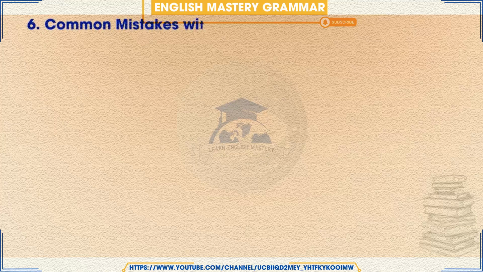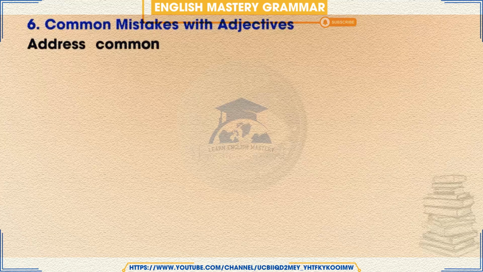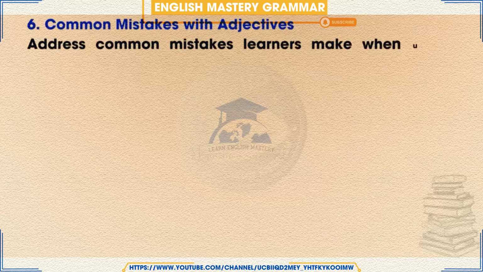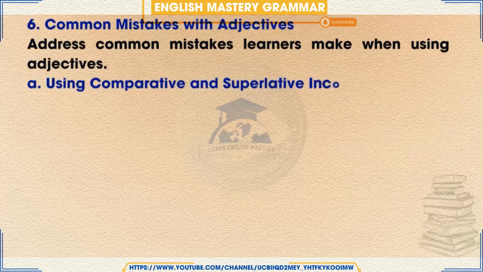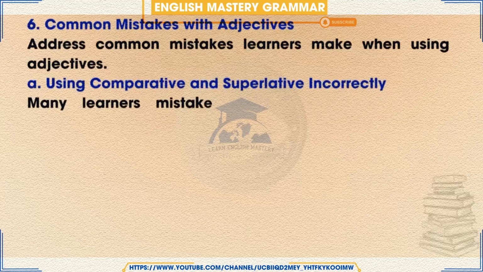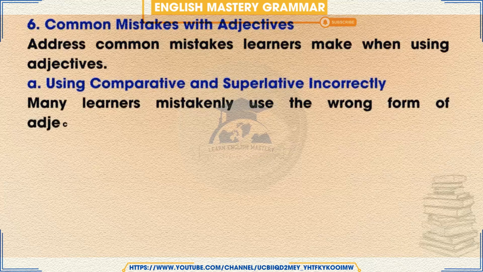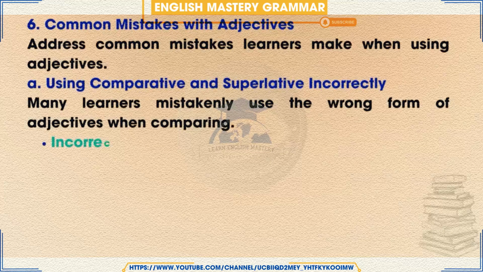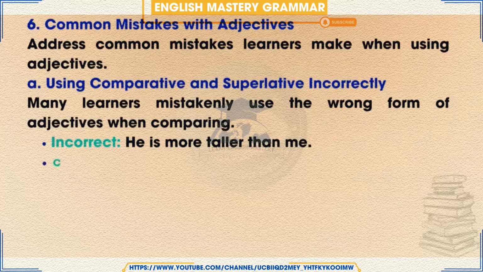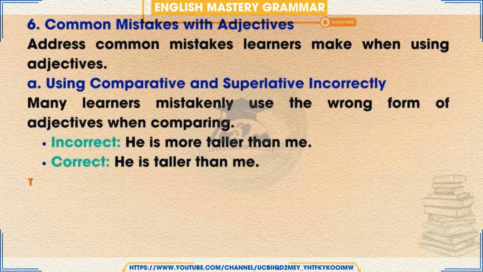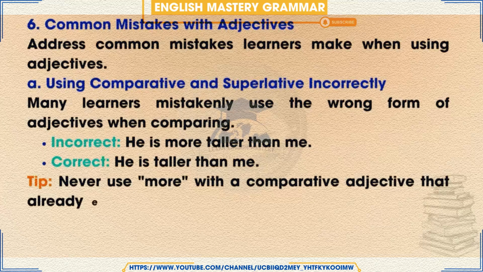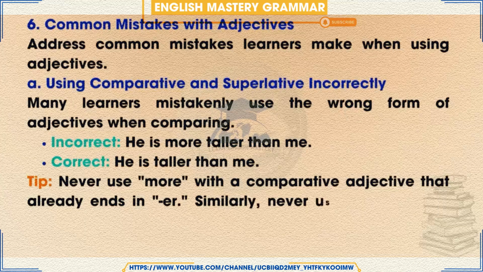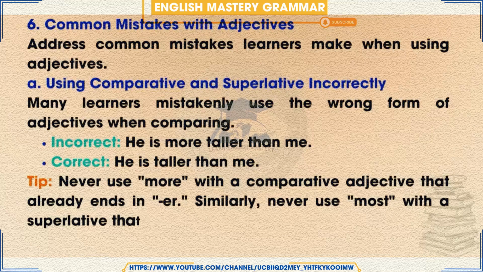Some other common mistakes with adjectives. Common mistakes learners make when using adjectives. A. Using comparative and superlative incorrectly. Many learners mistakenly use the wrong form of adjectives when comparing. Incorrect: He is more taller than me. Correct: He is taller than me. Tip: never use more with a comparative adjective that already ends in er. Similarly, never use most with a superlative that already ends in est.